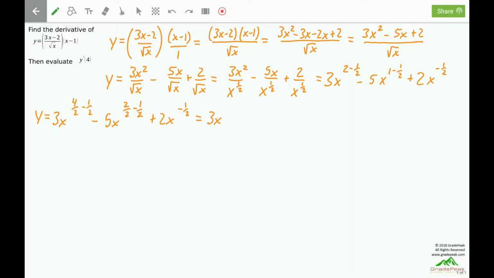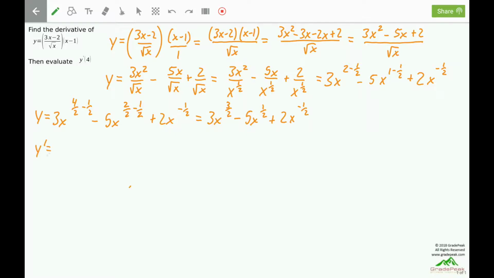So we have 3x to the 4/2 minus 1/2, 3/2, minus 5x to the 2/2 minus 1/2, which is 1/2, and then plus 2x to the negative 1/2. Each of these terms will require a power rule for their derivative. We can now do that.